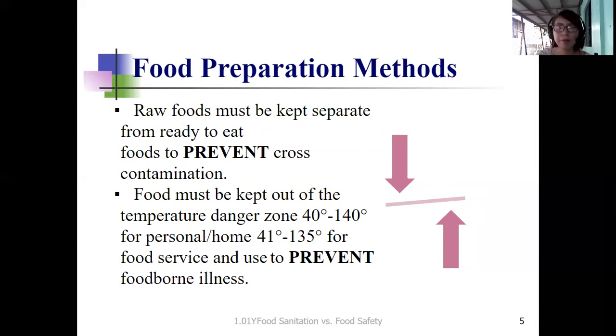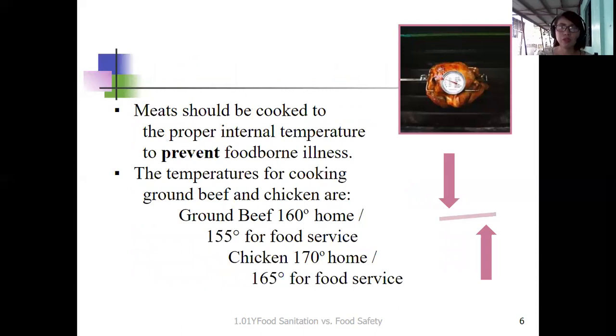So food must be kept out of the temperature danger zone. So 40 degrees to 140 degrees for personal or home use, and 41 to 135 degrees for food service, to prevent foodborne illness. That is the purpose, just to prevent foodborne illness. Then of course, meat should be cooked to the proper internal temperature to prevent foodborne illness. So we should have a thermometer for food when cooking.